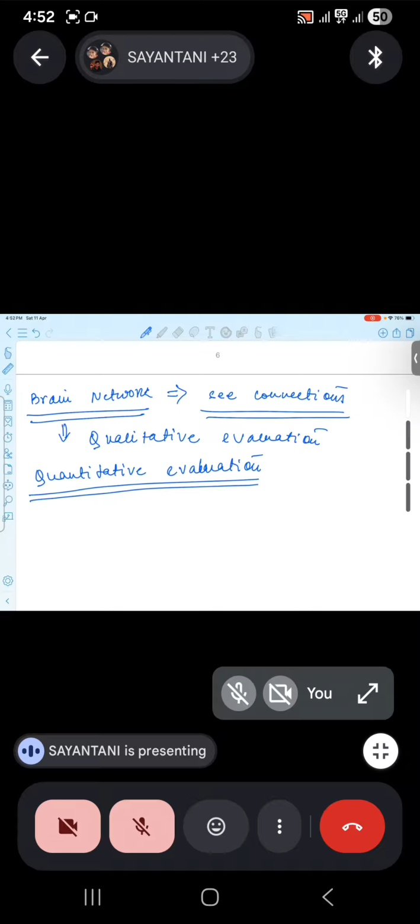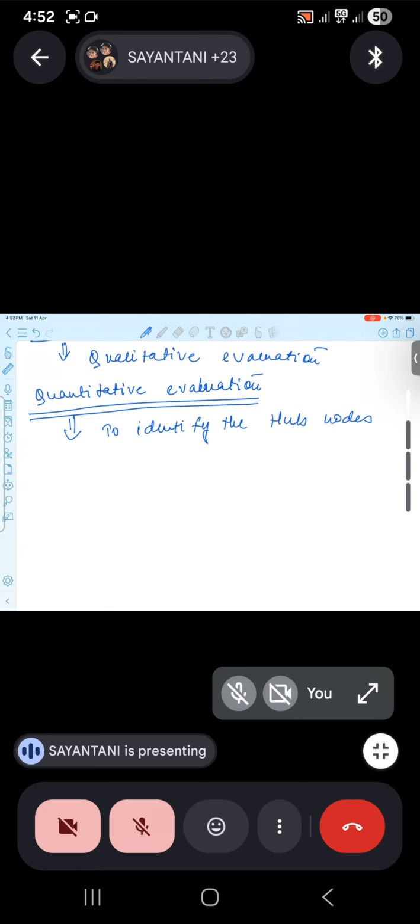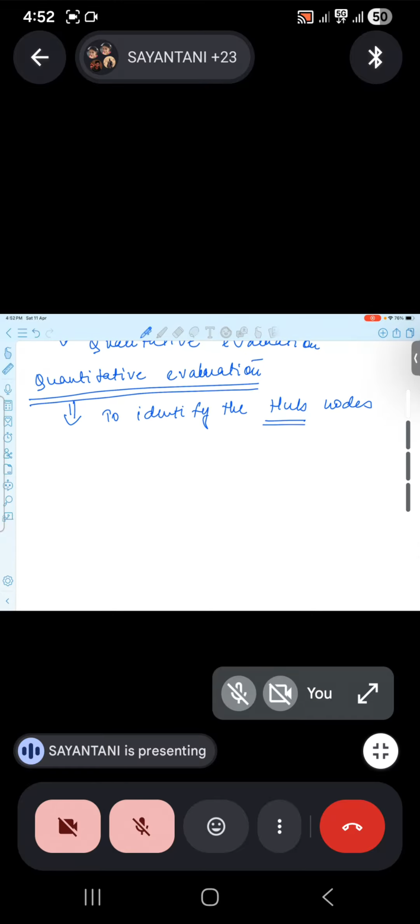So you need some kind of quantitative evaluation of the brain networks acquired. Now, again, what do I mean by this quantitative evaluation? What is the objective? What do I want to perform from here? My main objective is to identify the hub nodes. The question is, what is this concept of hub? If you have studied communication networks, you must have heard about hubs, but still I'll discuss it here. What do you mean by hubs?